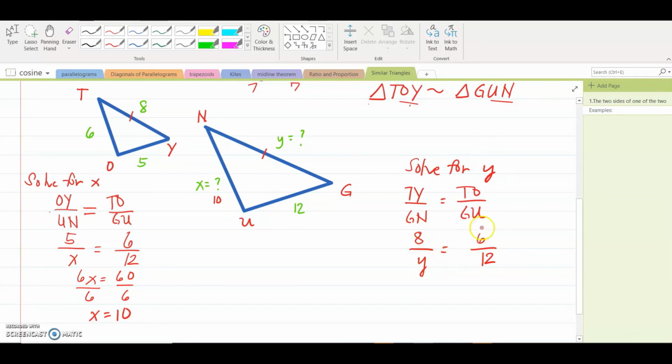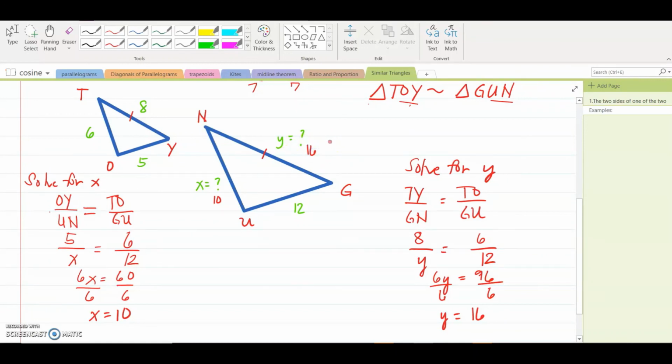The next step is to cross multiply. So 6 times y, we have 6y. 8 times 12 is 96. So divide both sides by 6. So y is equal to 16. So that is the final answer. This is 16.